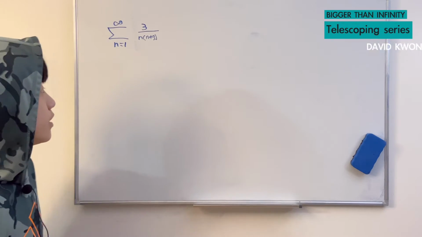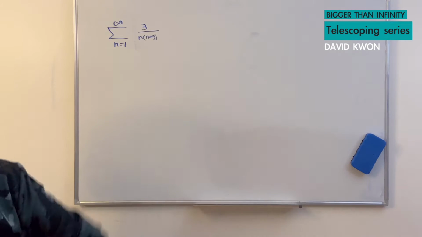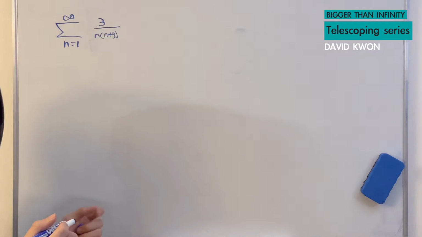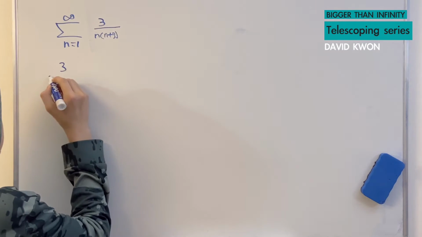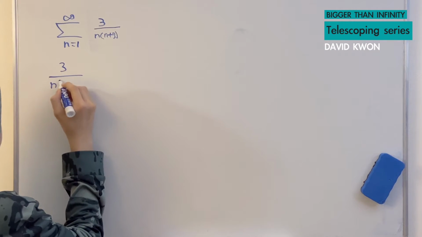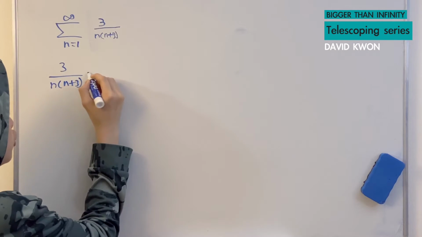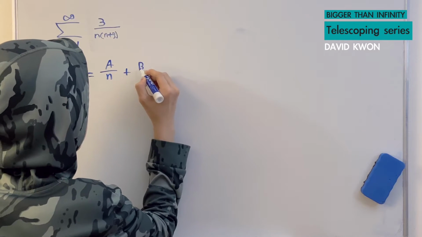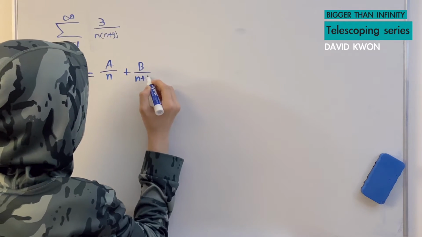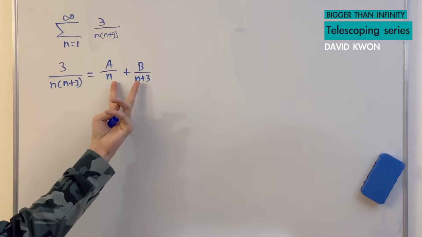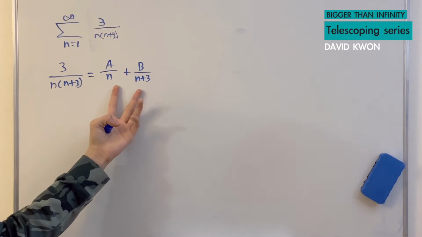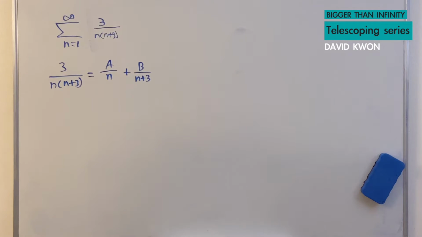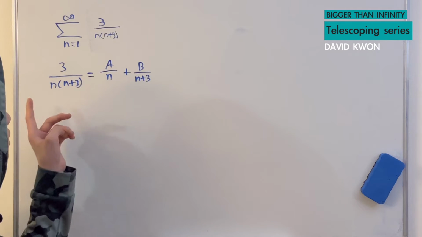Hello everyone, and today we will be solving this by using the telescoping series. First, to do this, I will use the partial fractions rule, which means from 3 over n times n plus 1, I will change that into a over n plus b over n plus 3. The denominators can change, it does not matter, but if we do that, the values of a and b are going to change also, which also doesn't matter, so I like to keep it this way.